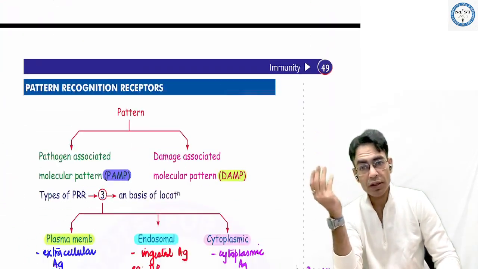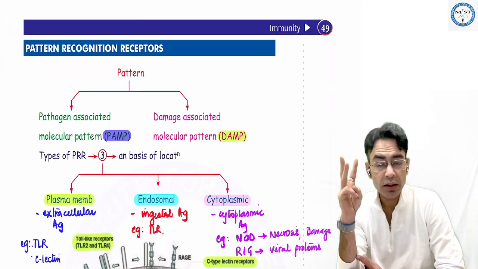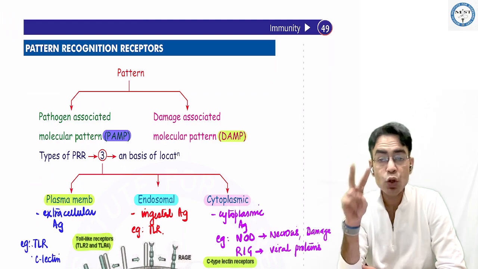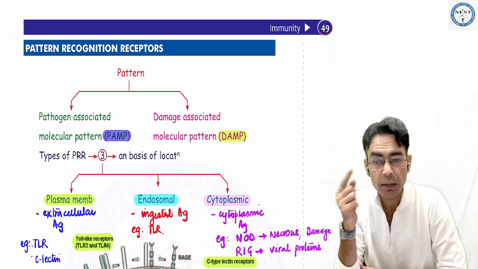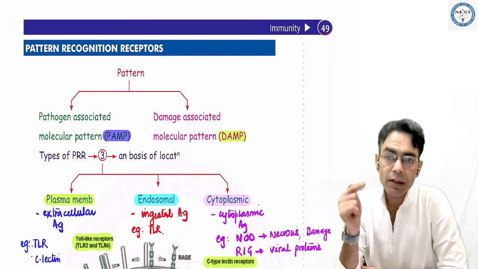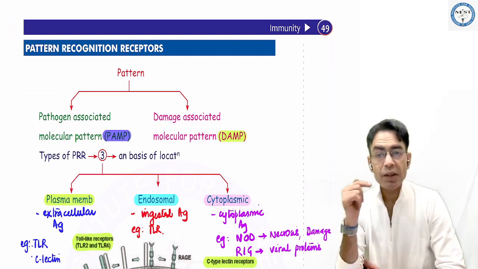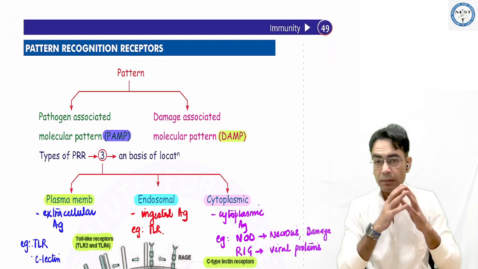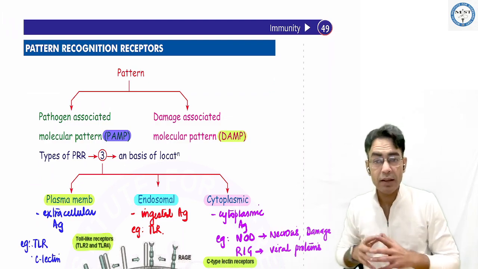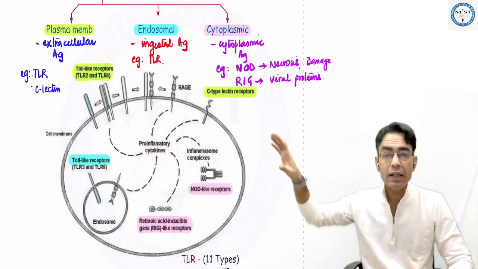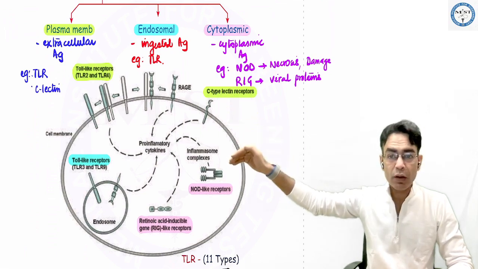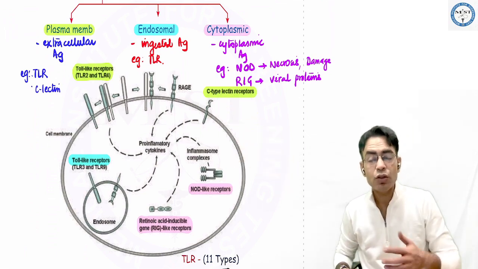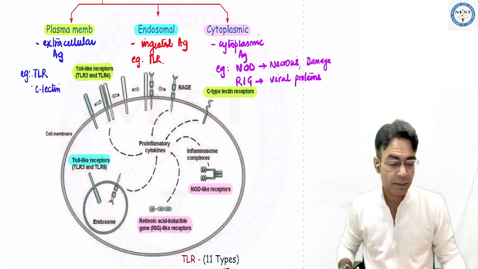For pattern recognition receptors, they are three in number, and they are having two patterns getting recognized. One is PAMP, the pathogen associated molecular pattern, and the second is DAMP, the damage associated molecular pattern. Now, these pattern recognition receptors, PRR, they're three in number. One is in the cell membrane of the macrophage, second is in the cytoplasm of the macrophage, and third, it's going to be your endosomal receptors.